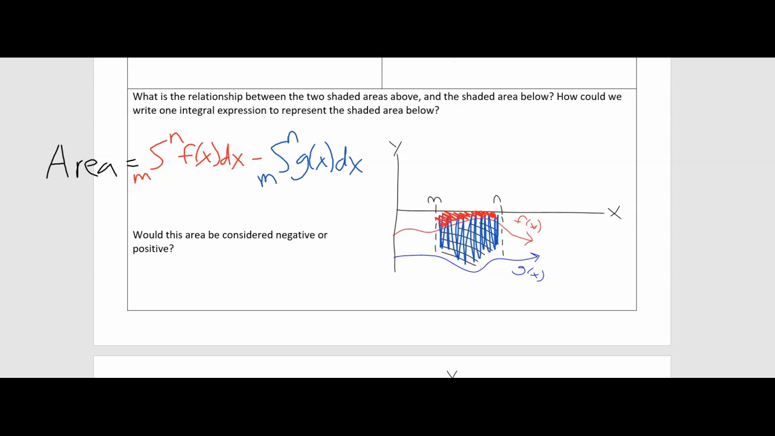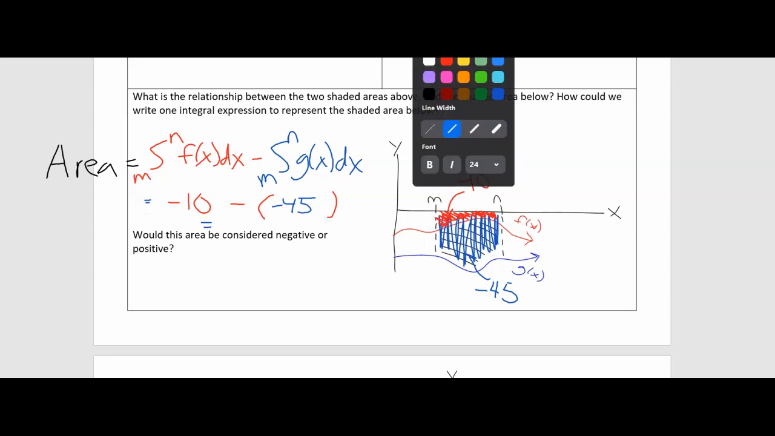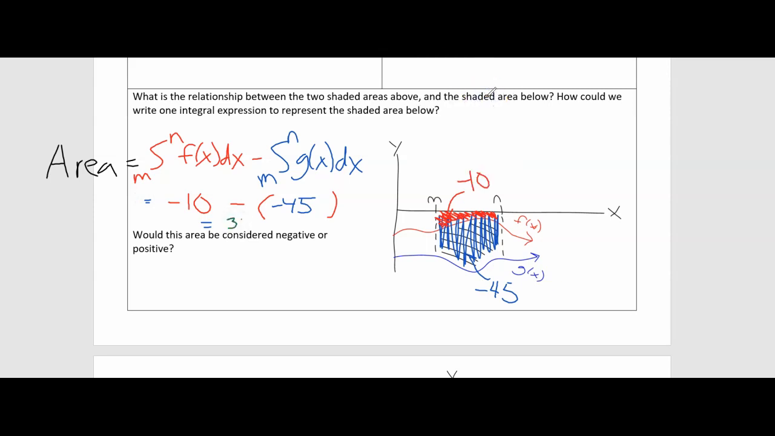So I'm just going to pick a number. Let's say that area is negative 10. So I'd have negative 10 minus, well, I know my blue area has to be more negative than the red, right? We can just see from the graph visually that it's going to be more. So let's say that is negative 45. Well, when I subtract that negative 45, it's really going to be like adding 45. So in essence, this is going to give us negative 10 plus 45, which would give us 35, a positive area, which makes sense.